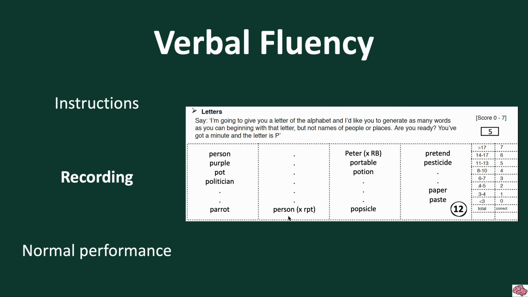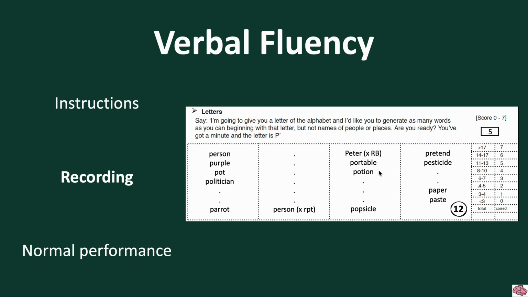said the next word, which was person, but this was one they'd repeated before, so that was accompanied by a cross and a notation designating that as a repeat. Then the next word was Peter, which is a rule break because that was against one of the rules that was given at the outset. So again, that's denoted with a cross as well as RB to denote that it was a rule break.